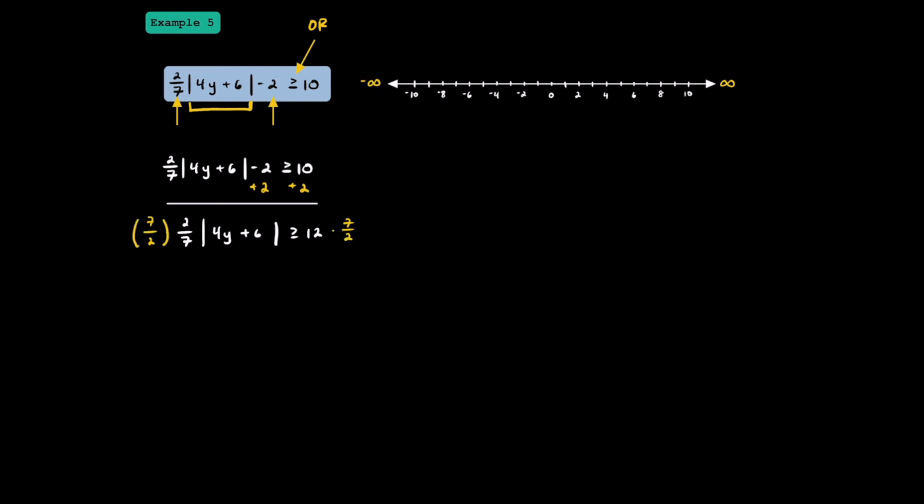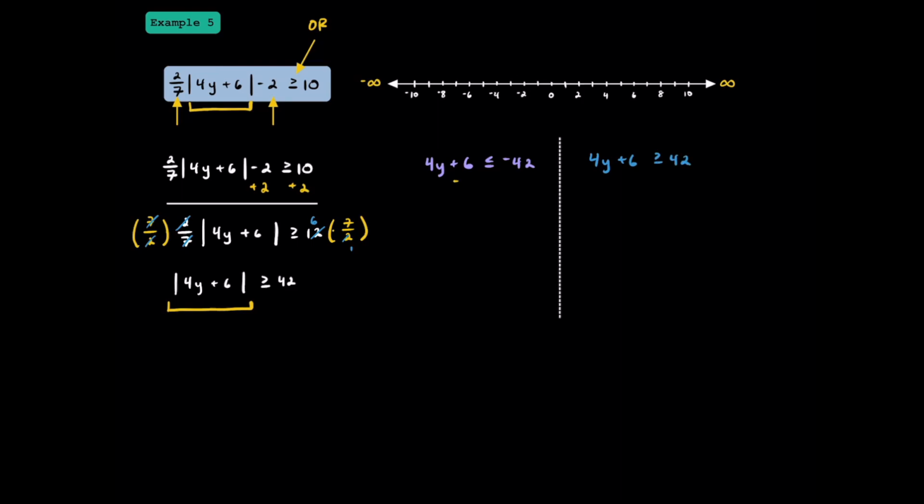Multiplying both sides by 7/2, these 2's and 7's are going to cross cancel, and we'll be left with the absolute value of 4y plus 6 is greater than or equal to 42. This 2 and 12 cross cancel to make 1 and 6 times 7 is 42. Now that we've isolated our absolute value, we can write our two separate inequalities. First, we can write that 4y plus 6 is less than or equal to negative 42. Then we can write 4y plus 6 is greater than or equal to positive 42.